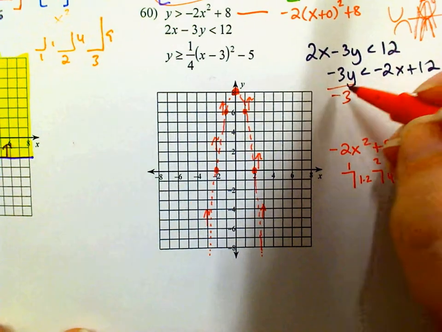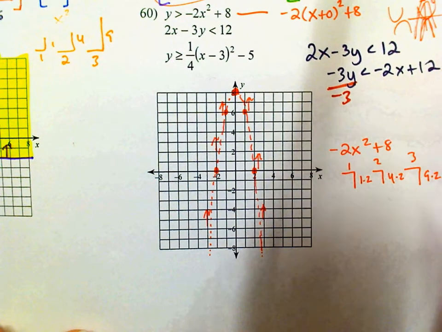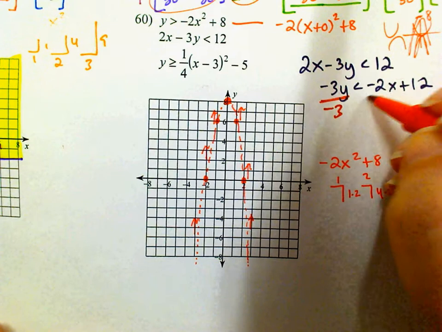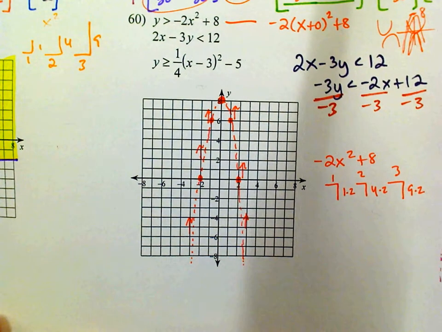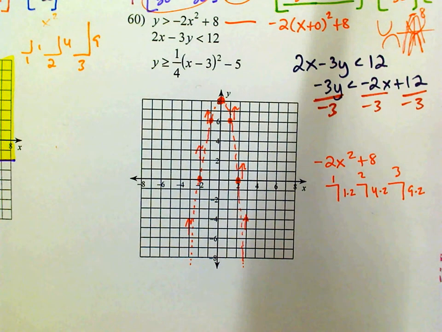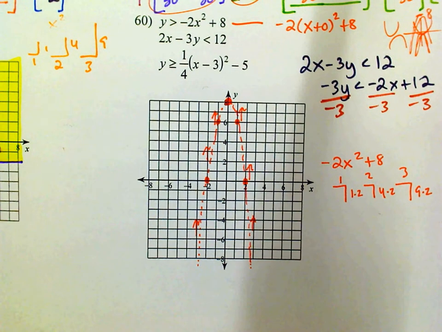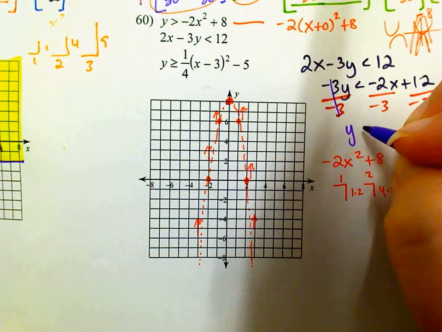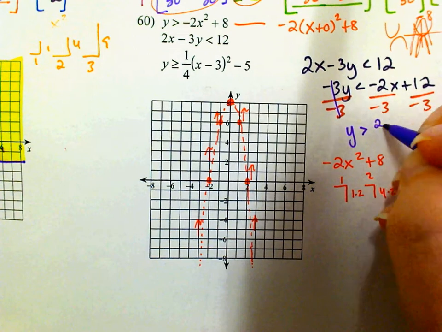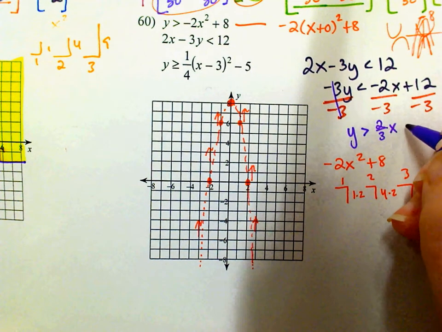Alright, so we divide by negative 3. Is there anything I need to think about? Right, when you divide by a negative, it flips the inequality. So this becomes y is now greater than 2/3 x minus 4.